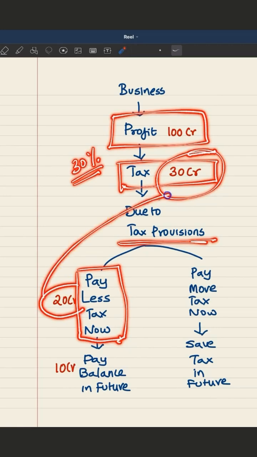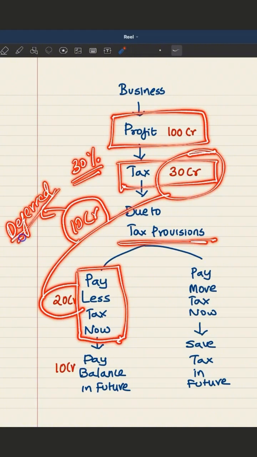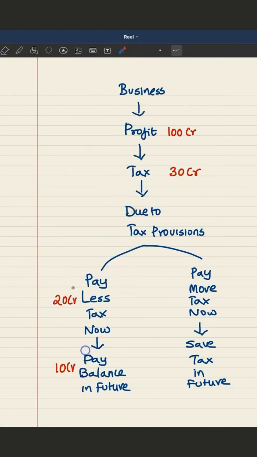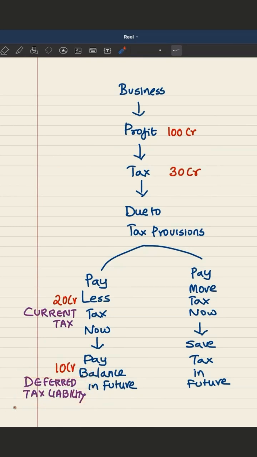Now we know ideally this business is supposed to pay 30 crore, and because of the tax provisions it is paying 20 crore. It means there is a difference of 10 crore which this business has saved in the current year, or we can say it has deferred in the current year. It is only deferred, it is not saved. So what does that mean? Whatever is deferred now will be paid in the future. But if you look at the financials of this business, they will show the current tax as only 20 crore, but you know it is actually 30 crore. So how do you accommodate the remaining 10 crore? Accommodate the remaining 10 crore in the name of deferred tax liability. So you will be showing 20 crore as current tax and 10 crore as deferred tax liability.